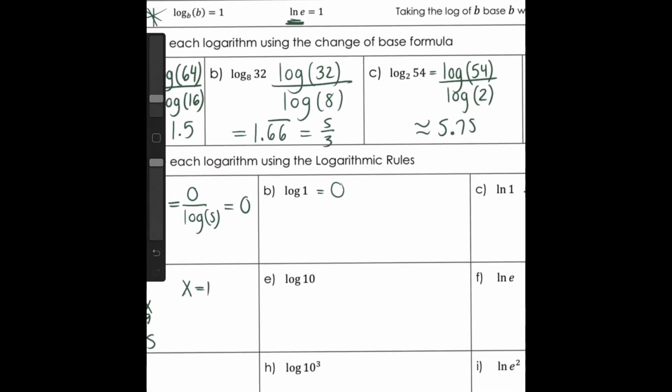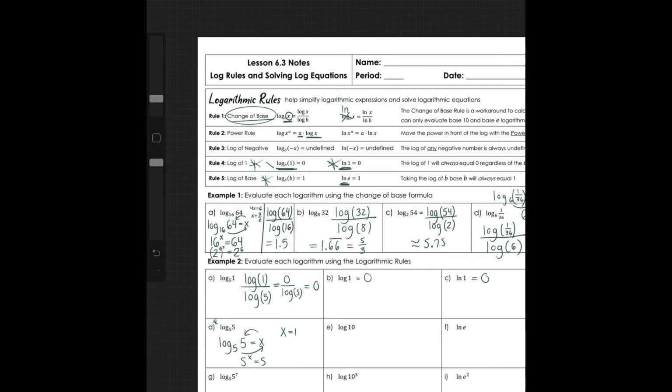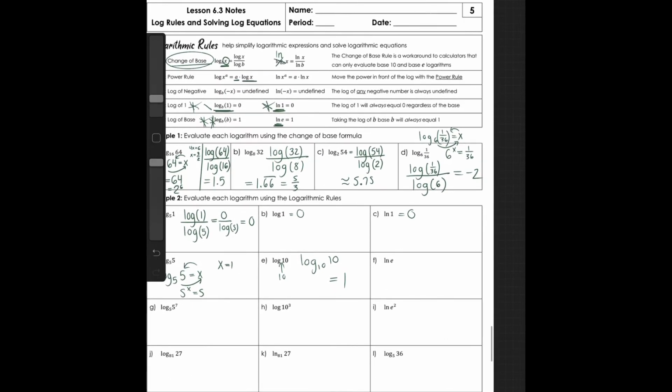And this is also the log of base rule. That's because the implied base of a log that doesn't have a base is 10. So log base 10 of 10 is just 1. And with f, same rule, ln of e is equal to 1 as well, because ln is the same thing as log base e of e, which is 1.